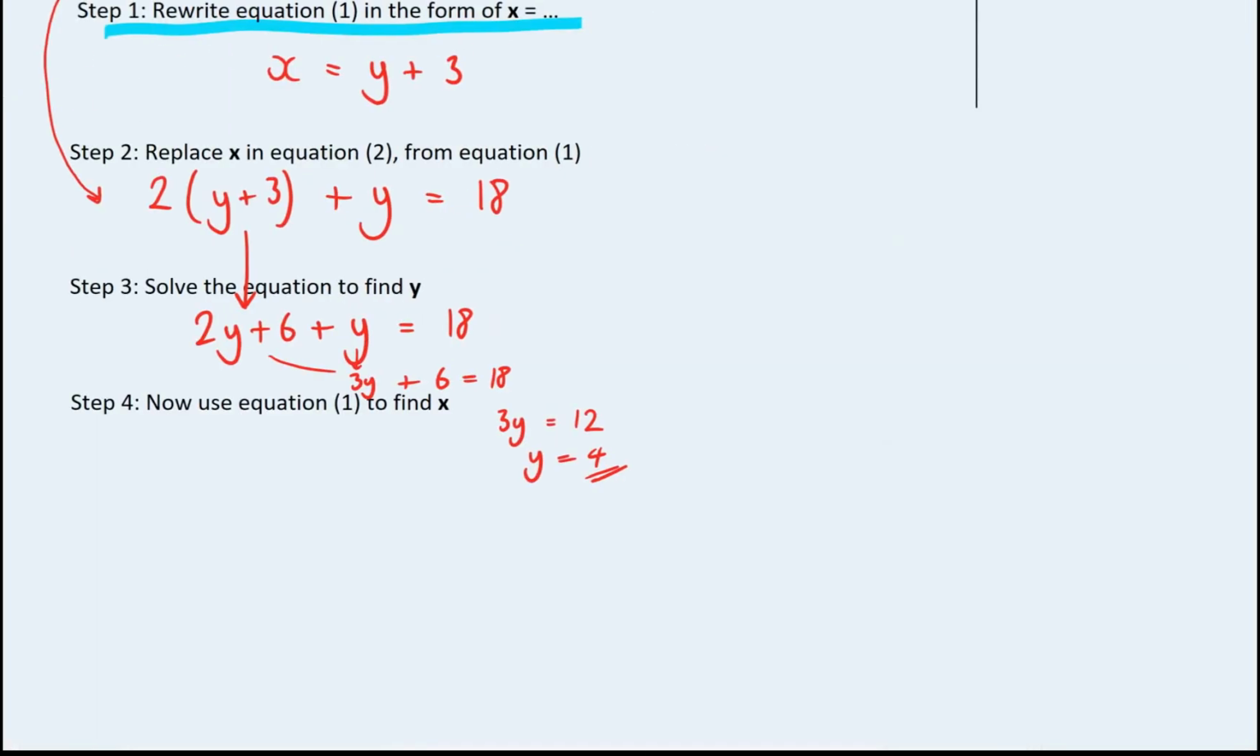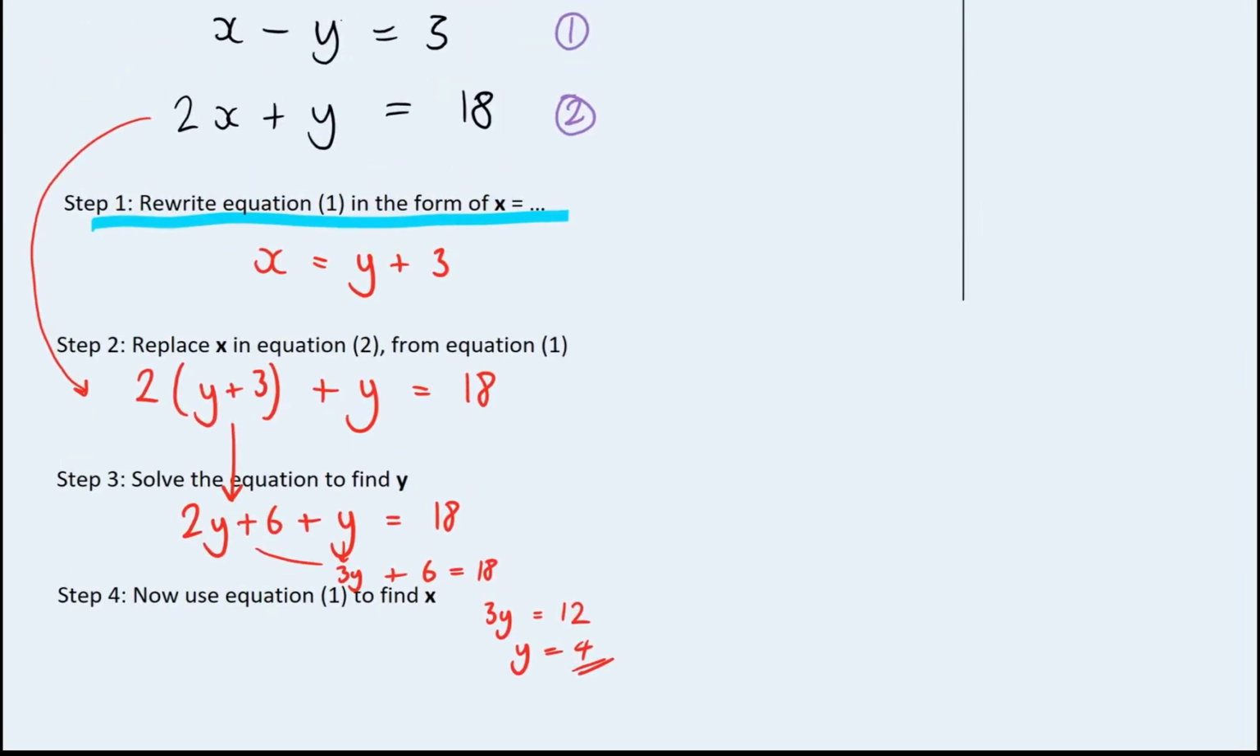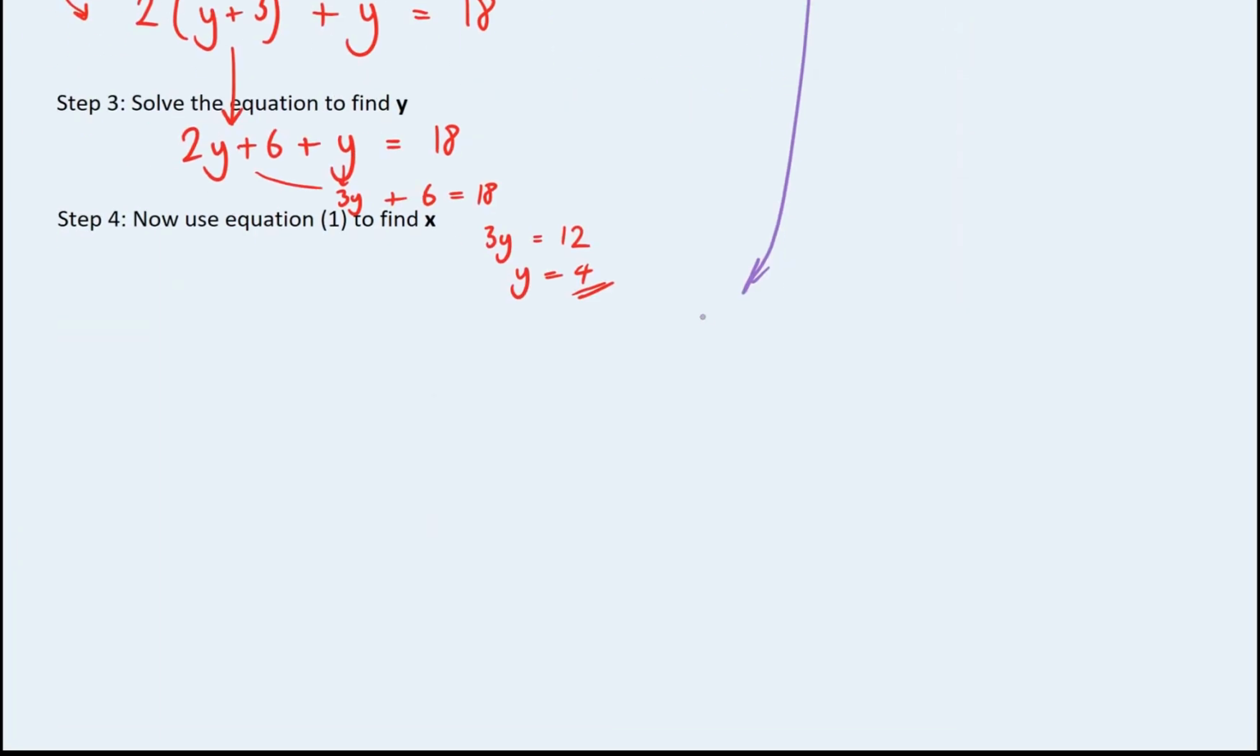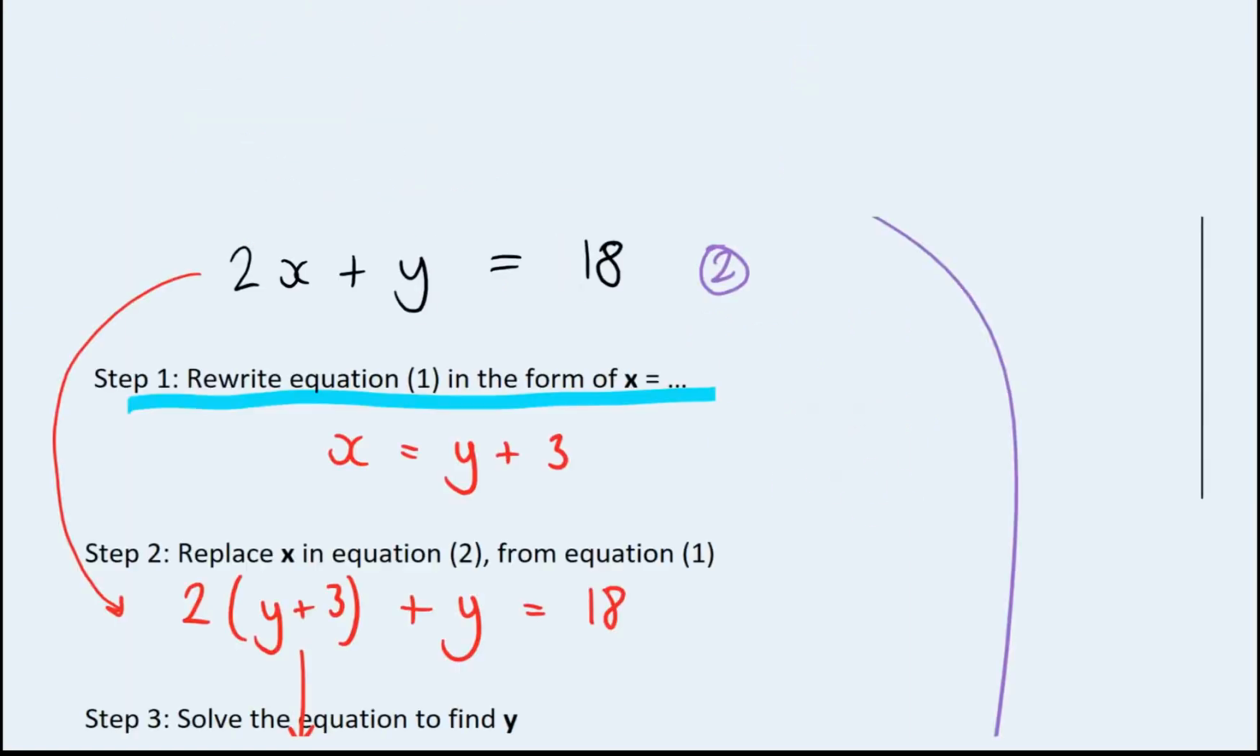Now we need to go back to equation 1 to work out x. So you can use this, or you can use this. I'm just going to use equation 1 just so I'm being more consistent. So we know x take away y equals 3. And now I've also worked out that y is 4. So that means x take away 4 is 3. We then get rid of the minus 4 by adding 4 on to 3, which gives us x equals 7. And we're done. We found x and we found y, so we are finished.